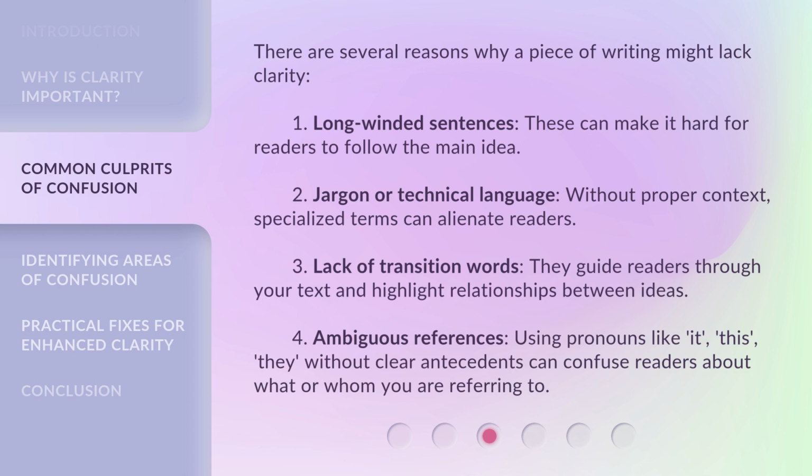3. Lack of transition words. They guide readers through your text and highlight relationships between ideas. 4. Ambiguous references. Using pronouns like it, this, they, without clear antecedents can confuse readers about what or whom you are referring to.